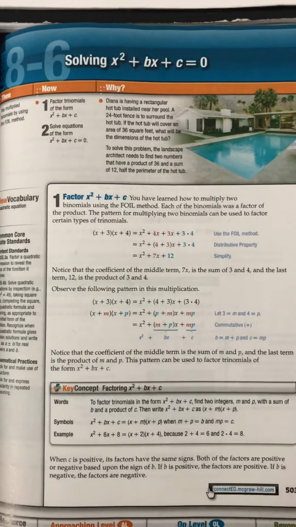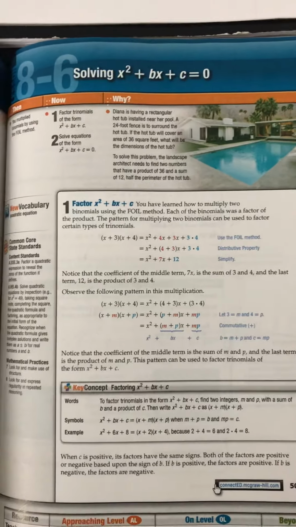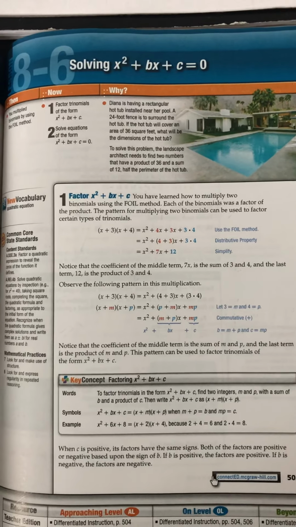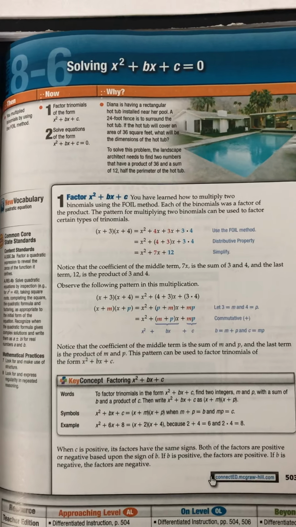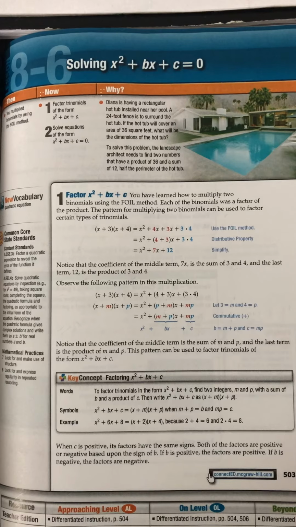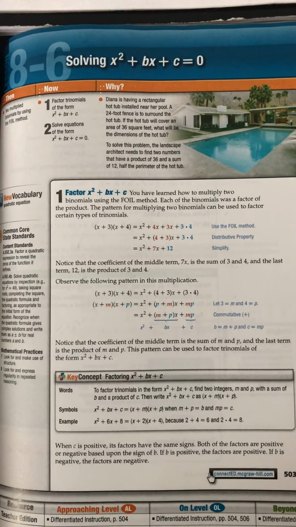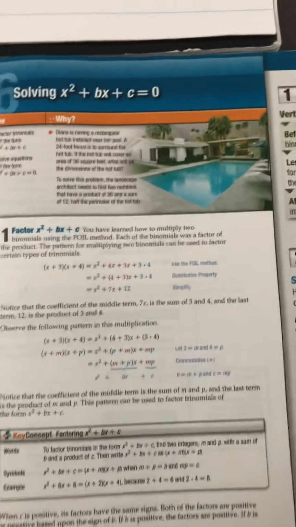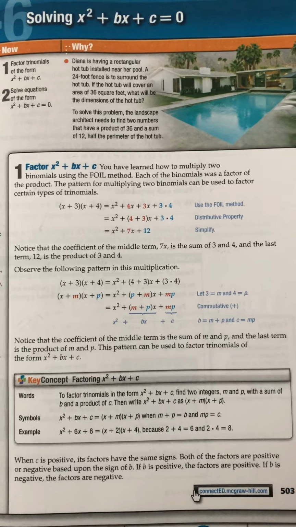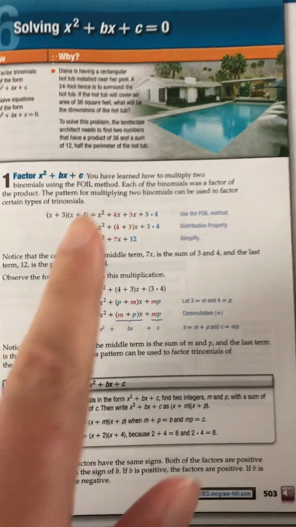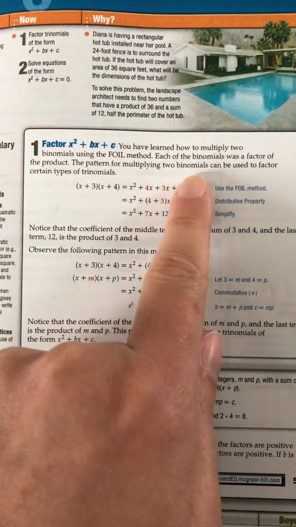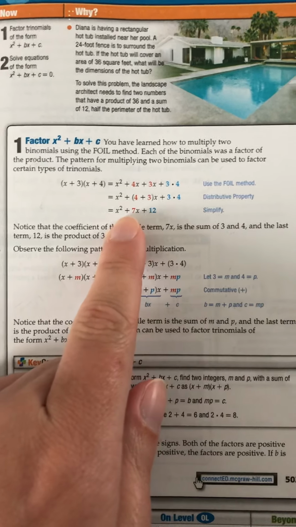Good morning, everybody. Your assignment for the rest of this week is going to be from this final lesson we're going to get to, which is 8-6. We're going to look at solving these quadratic, we're only going to look at expressions today, but they're quadratic expressions. So, I am on page 503, if you want to go to there, because this part right here really helps explain why we're doing what we're doing and how it works.